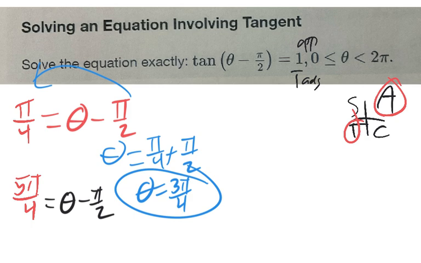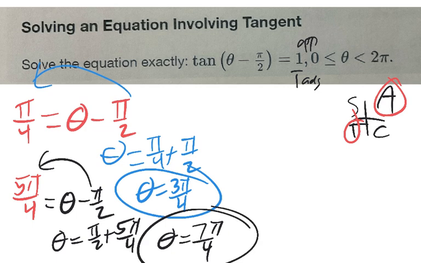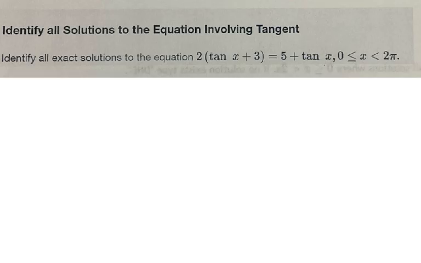I also need 5 pi over 4 as an answer. So theta minus pi over 2 has to equal 5 pi over 4. Move this over, change its sign. Theta equals pi over 2 plus 5 pi over 4, which would be 7 pi over 4. And both of these are still valid because they are still between 0 and 2 pi. Thank goodness. That's what I thought. I thought it was fixing to get real ugly.